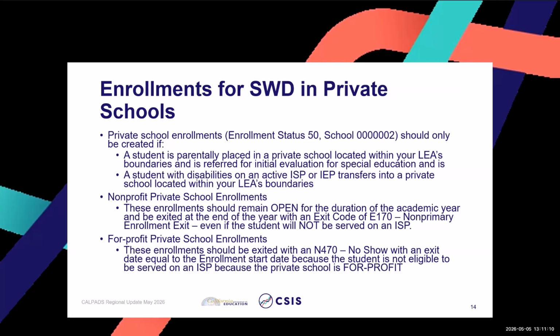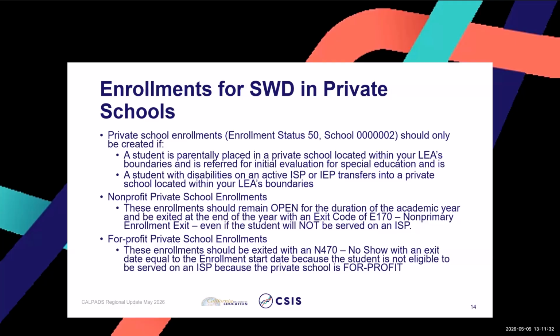For your private school enrollments for your students with disabilities, private school enrollments, enrollment status 50 with a school code of 6 zeros followed by a 2, should only be created if a student is parentally placed in a private school located within your LEA's boundaries and is referred for initial evaluation for special education, or a student with disabilities on an active ISP or IEP transfers into a private school located within your LEA's boundaries.